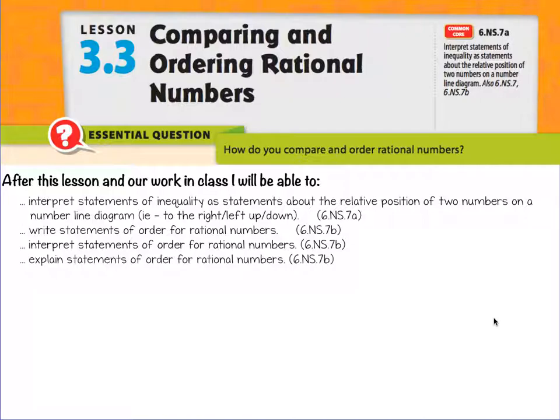So basically this is going back to what we did with integers, but now we're doing it with rational numbers. So we're involving decimals and fractions. What this means is we're taking a look at how the placement on the number line impacts whether a number is larger or smaller than another number.